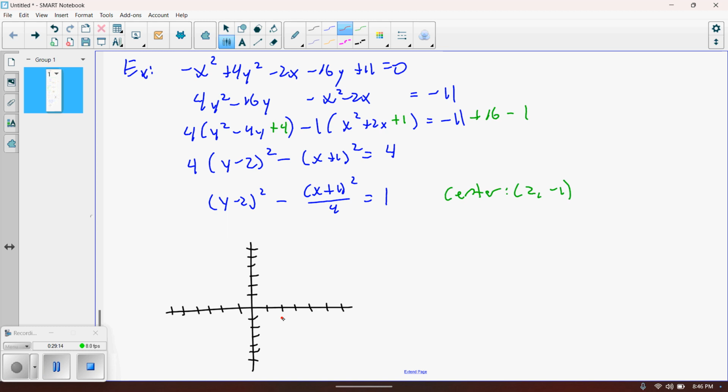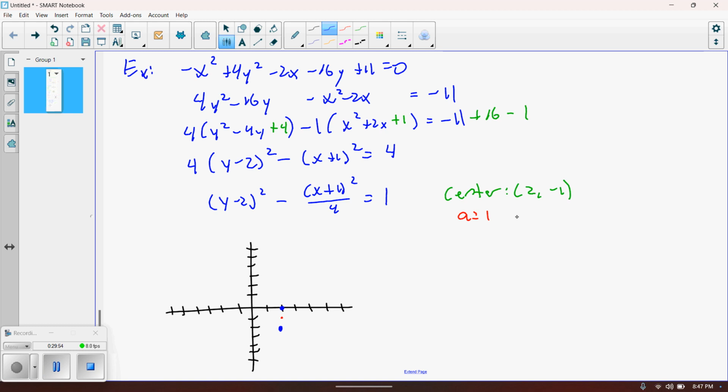Okay, so now we need to go ahead and figure out the vertices. The transverse axis is going to be under the first term, the positive term, which in this case is 1. But remember what that does, that's your A value that tells you how far away from the center you are. So A is 1, which means I need to go 1 unit in each direction. This is going to be an opening up and down hyperbola because the y is first. So if I move up 1 unit, there's a vertex. If I move down 1 unit, there's a vertex.